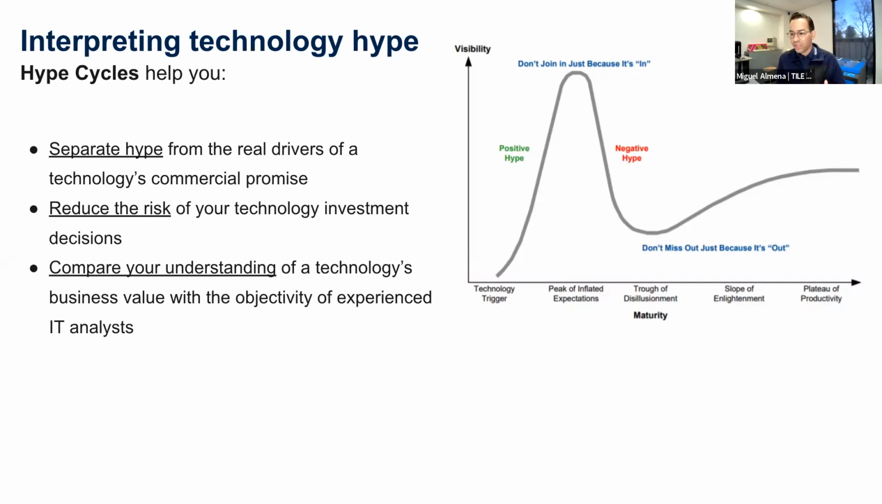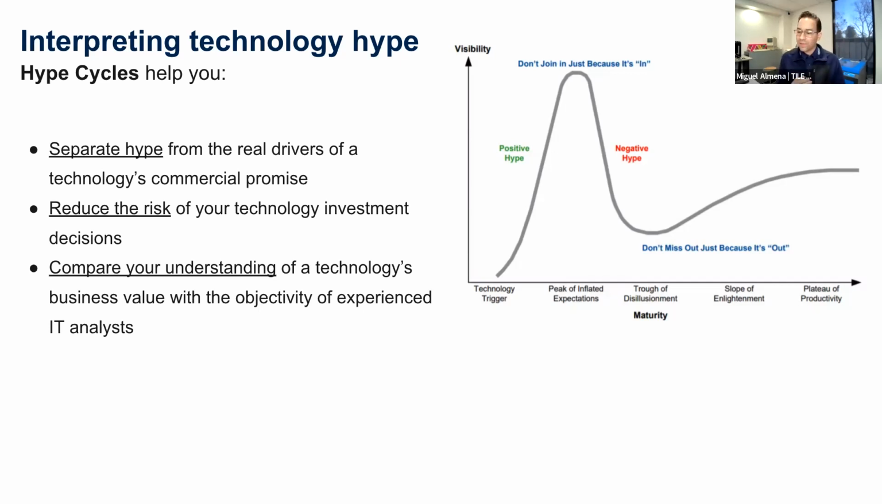One is a technology trigger, a peak of inflated expectation, trough of disillusionment, slope of enlightenment, and plateau of productivity. What does that mean? Well, it basically means when a technology launches or starts, it normally is positively received, right? Oh, this technology is so great, it can do this, it could potentially do that.